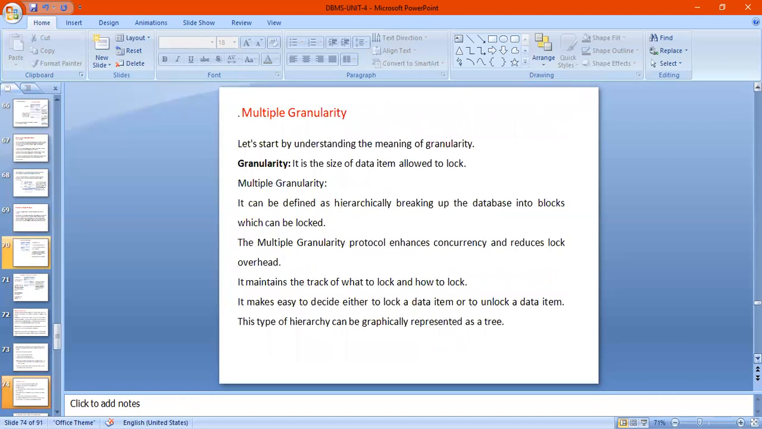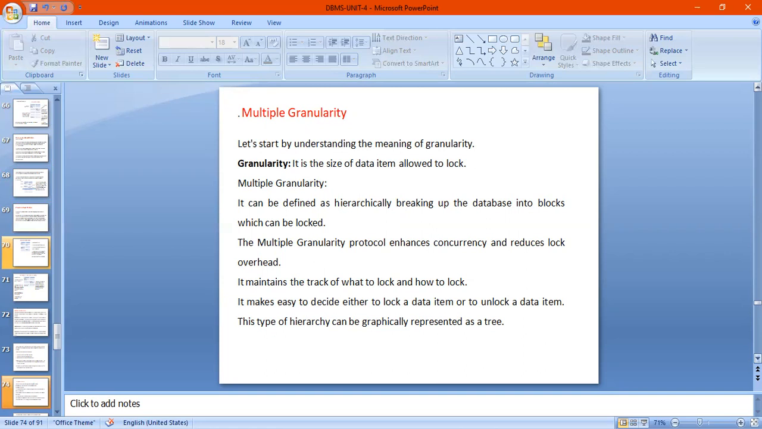Multiple granularity. Let's start by understanding the meaning of granularity. Granularity is the size of the data item allowed to lock. Multiple granularity is defined as hierarchically breaking up the database into blocks which can be locked. The multiple granularity protocol enhances concurrency and reduces lock overhead. It keeps track of what to lock and how to lock. It makes it easy to decide whether to lock or to unlock a data item.